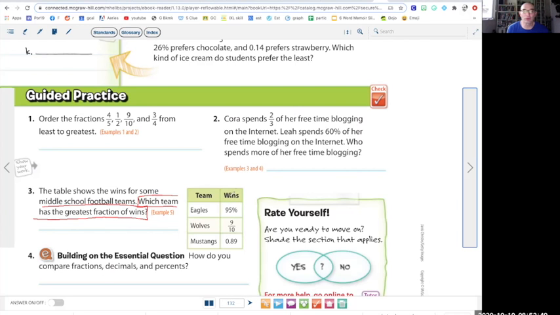All right, so you should have figured out that if we're going to turn these all into decimals, 95% is 0.95. 9 over 10 is 0.9, which is the same as 0.90. And this is just 0.89. So which of these is the biggest? Eagles. The Eagles have landed. Cool.